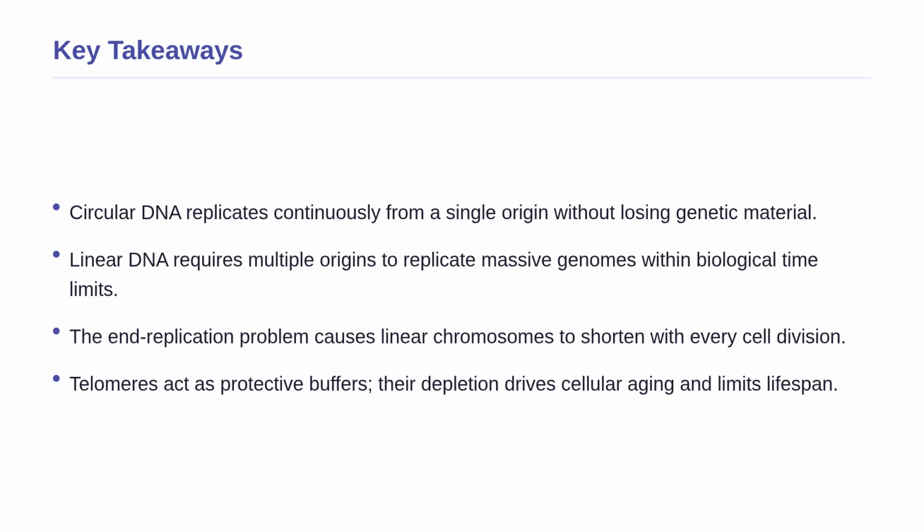As we conclude our lecture, let us review the most important ideas we have uncovered today. First, we saw that bacterial circular DNA replicates highly efficiently from a single origin, allowing for rapid population growth without any loss of genetic material. Second, we learned that eukaryotic linear DNA must utilize thousands of origins simultaneously. Without this parallel processing, complex life simply could not exist.